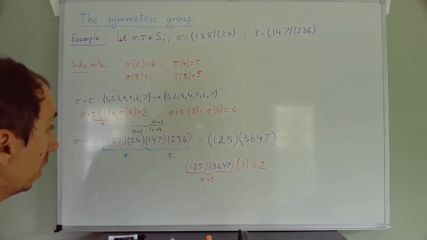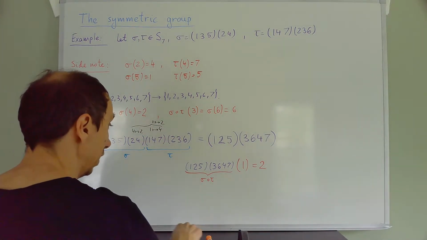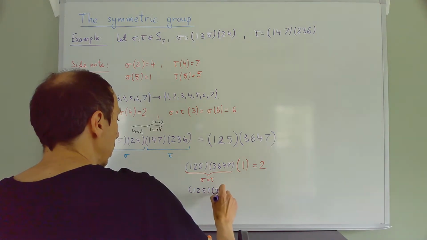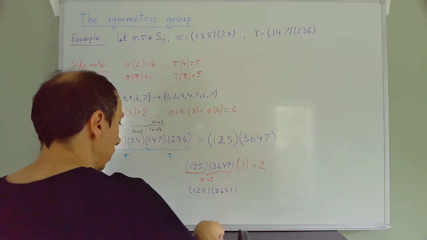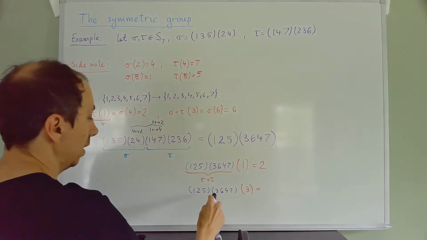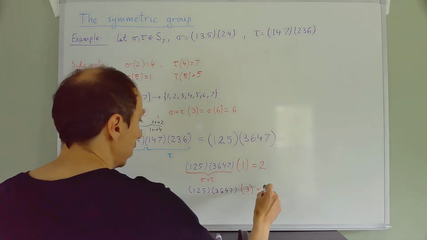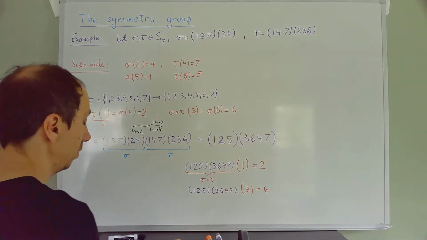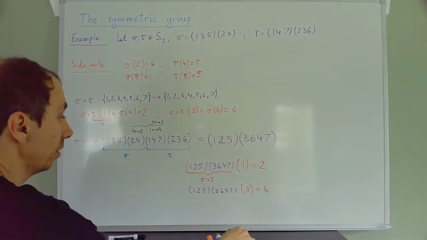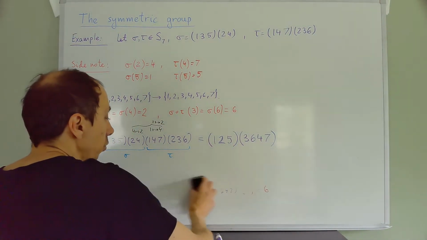If I do it to 3, I should get 6, right? So let's do that. 1, 2, 5, 3, 6, 4, 7, applied to 3. What do I get? 3 goes to 6. No more 6s here, so it's 6. Ta-da! Yeah, it all works out. Okay, well, this tells you what happens to any element. All right, let's do it in the other order.